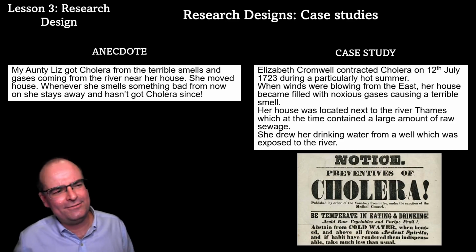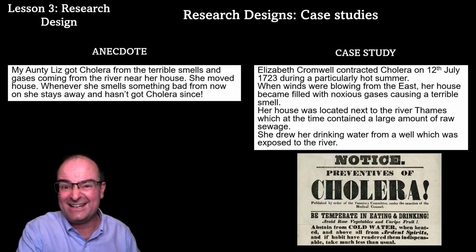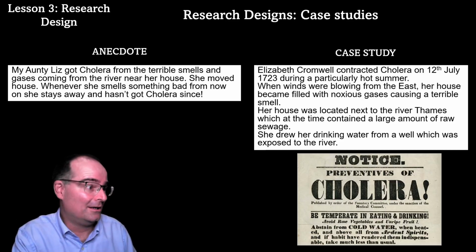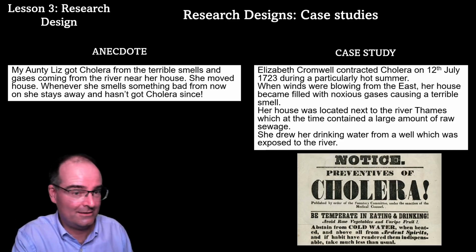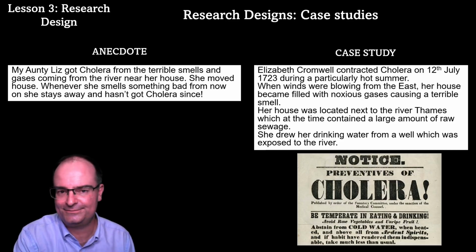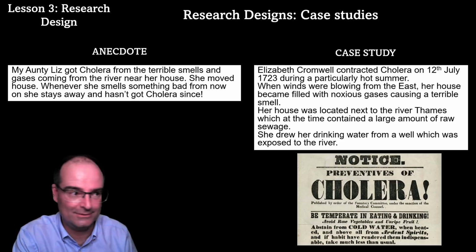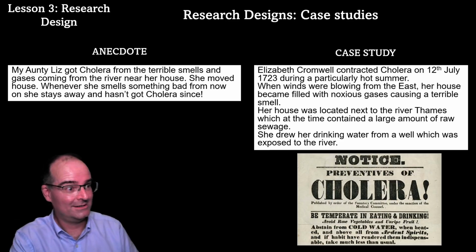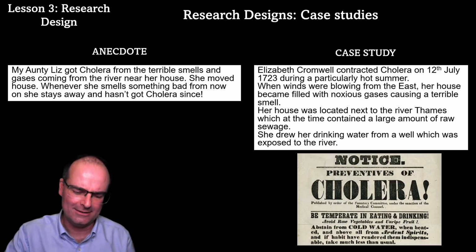Now imagine if we were taking our evidence for cholera in terms of anecdotes. My auntie Liz got cholera from the terrible smells and gases coming from the river near her house. So the first sentence alone is a conclusion. There's no separation of theory and evidence. It's just, this person seems to know what the answer is. She moved house. She avoids bad smells. She hasn't got cholera since. Well, there you go. And there's my anecdote.